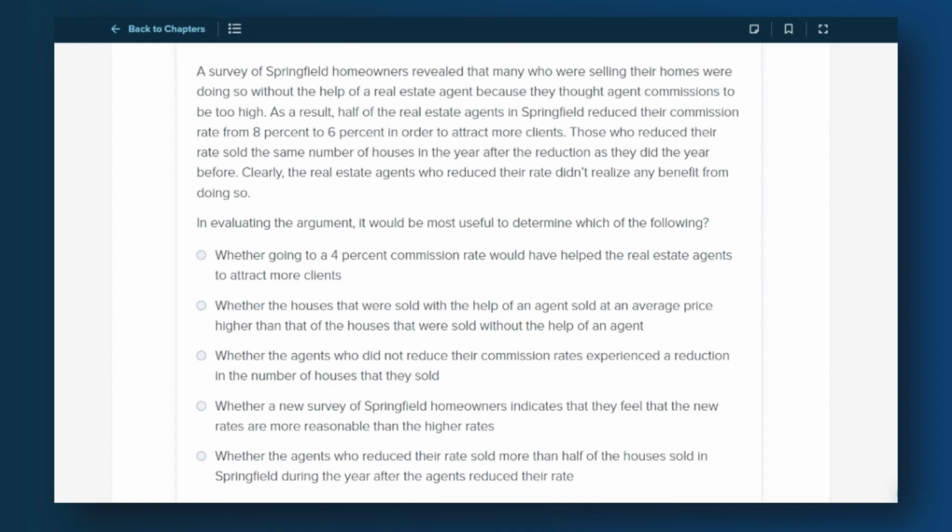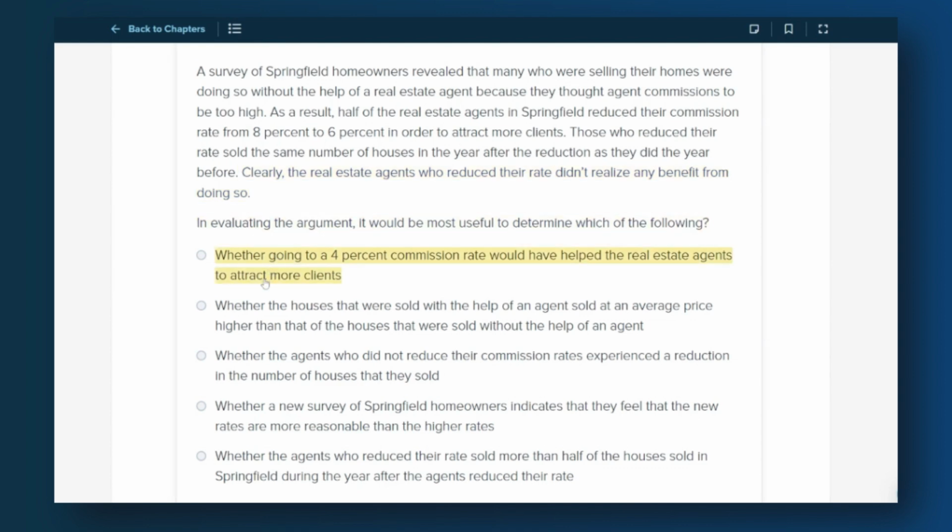Our conclusion is here after the word "clearly." So half of the agents lowered their rate by 2%, but those agents sold the same number of houses after lowering their rate as they did the year before they lowered it. The author thinks these agents didn't benefit from the lowered rates. Let's assess the answer choices and see which one affects the argument most strongly.